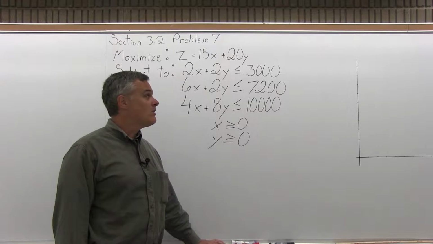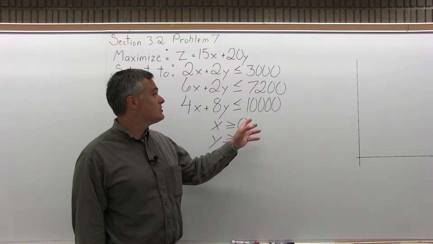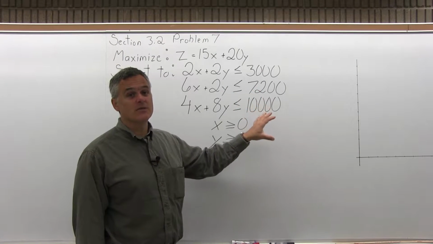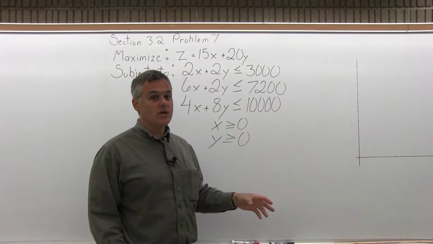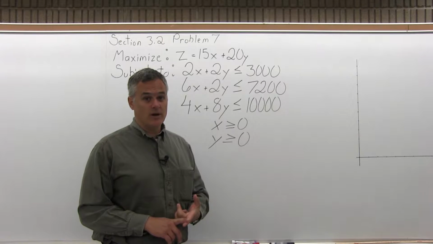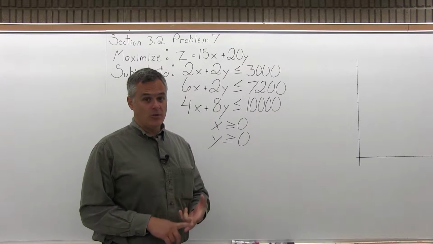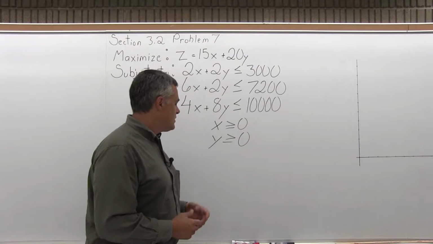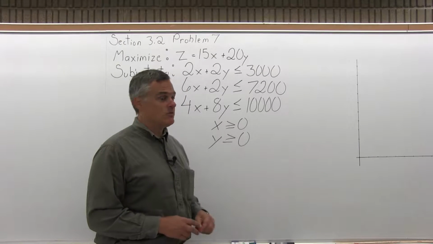This is a fairly big problem for two reasons. It has an extra constraint compared to most of the other ones in this homework section, and the numbers are fairly big. But it's going to be the same process, that same four-step process, where we're going to draw our feasible region, label the corner points, set up that chart, and then state our solution. So let's start with graph the feasible region.